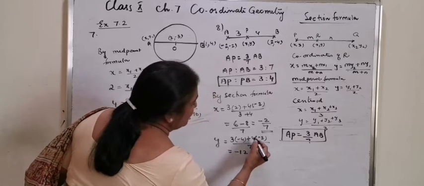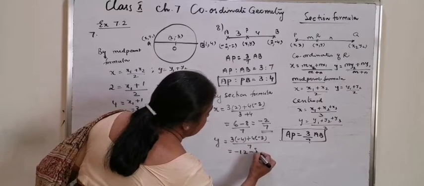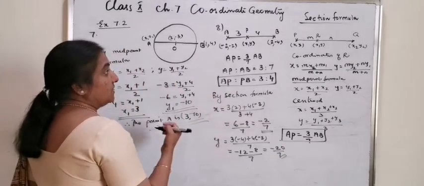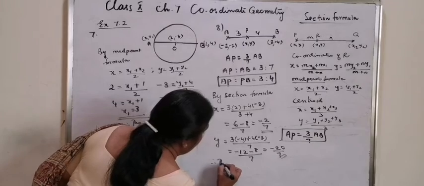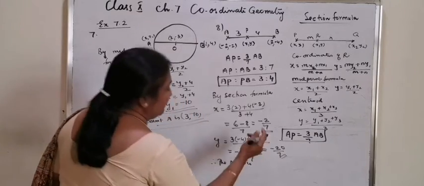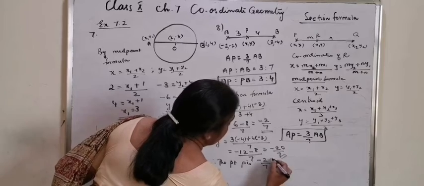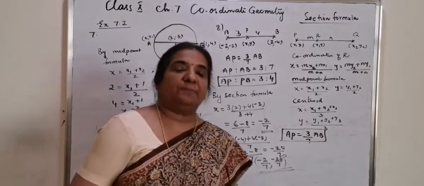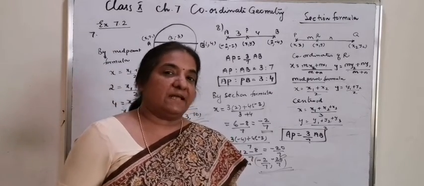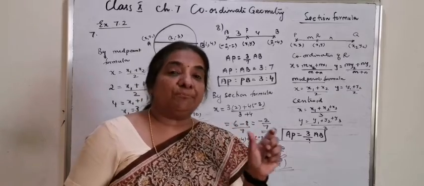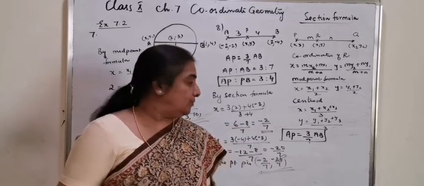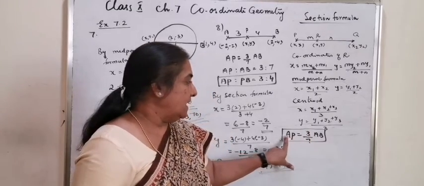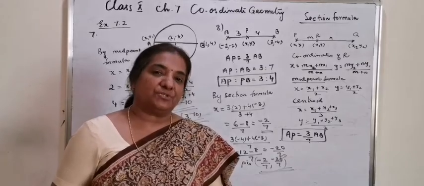4 3s are minus 12, 4 2s are 8, minus 8/7 or minus 20/7. So, what is the coordinate of the point P? Therefore, the point P has X coordinate minus 2/7, Y coordinate minus 20/7. If you have to apply the section formula, you should always have the ratio of AP is to PB. When the total length is given to you, you can subtract 7 minus 3 as 4. That is why AP is to PB is 3:4.